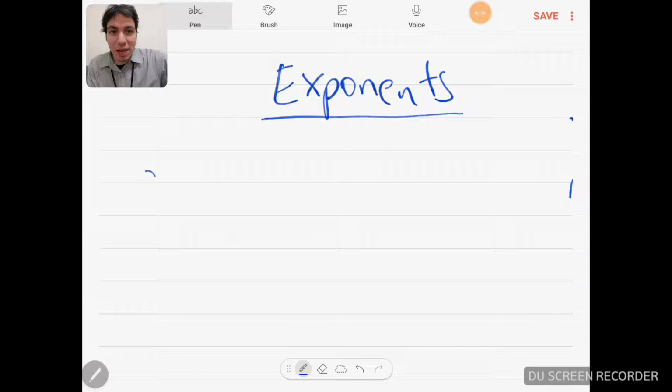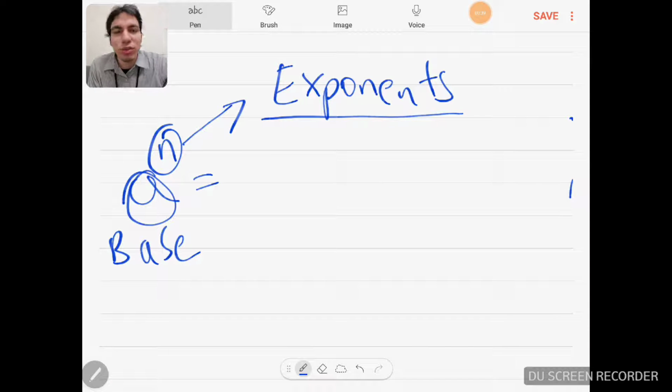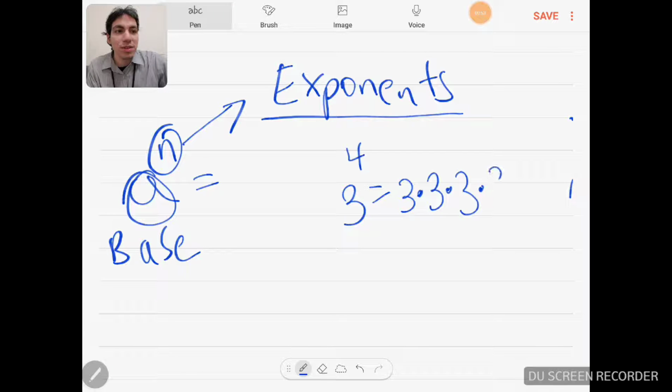It's where you have a letter here, and the n on top is the exponent and the a at the bottom is the base. That's just in general terms. I could take any number, so let's just say a is going to be 3, and I say the top number is, let's say, 4. The exponent tells you to write the base 4 times. That's just the example here.